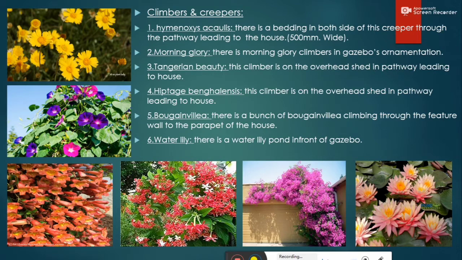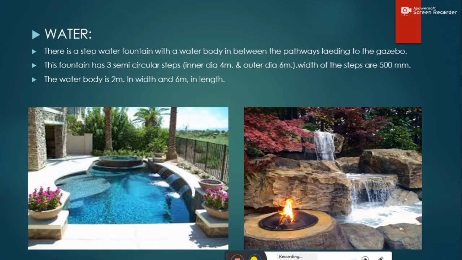Water lily: there is a water lily pond in front. Water: there is a step water fountain with a water body in between the pathways leading to the gazebo. This fountain has 3 cm circular steps. The width of the steps is 500 mm. The water body is 2 meters wide and 6 meters long.